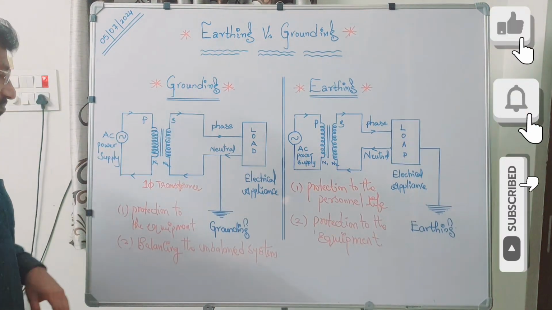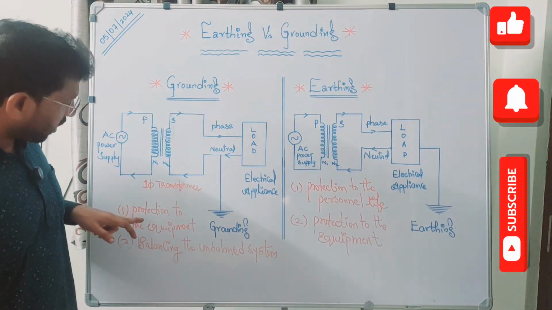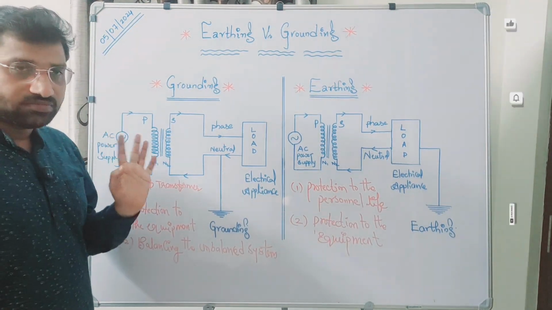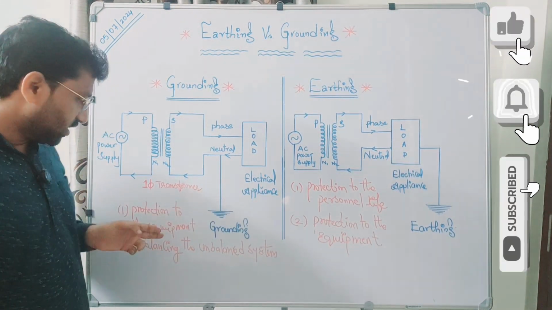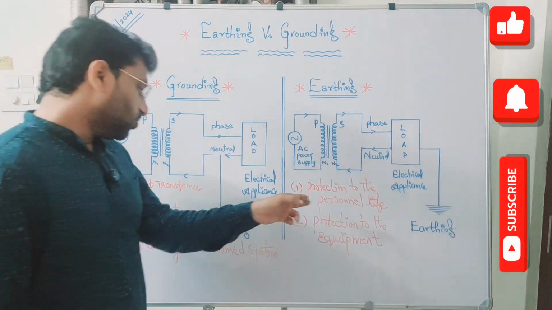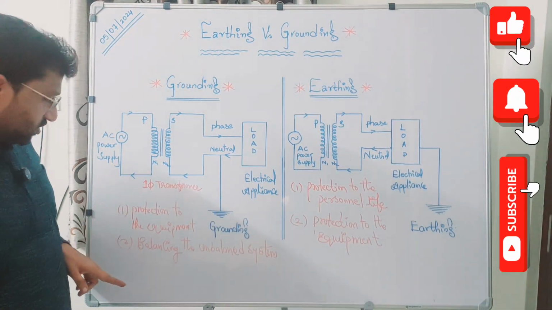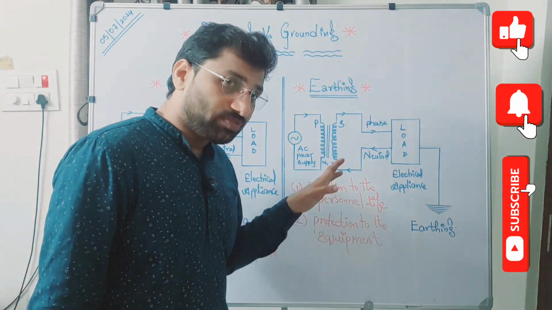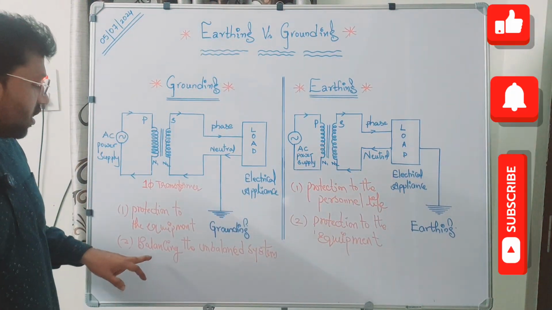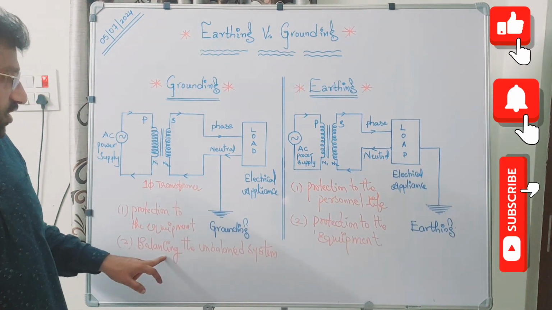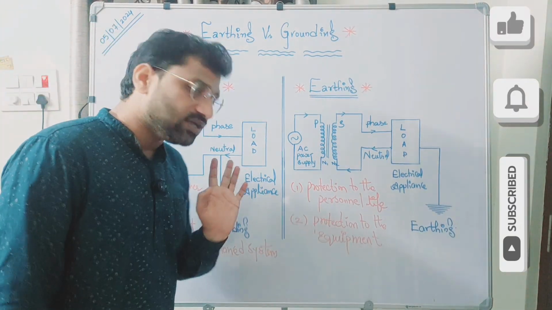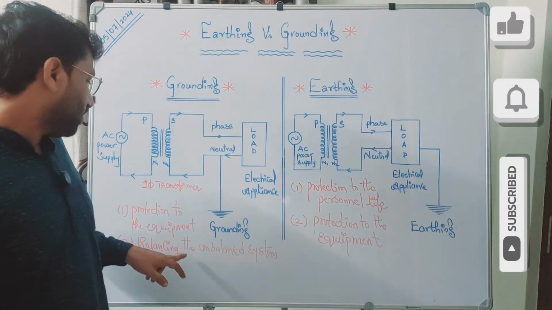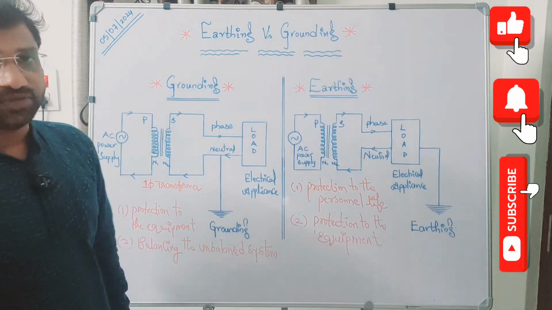Whereas in case of grounding, as usual, like earthing, it provides protection to the equipment. Both are the same with respect to equipment, both are having the same advantage. But it does not give any protection to the personnel. Instead, it is used for balancing the system from the unbalanced system. That means balancing the unbalanced system. For that we use grounding.